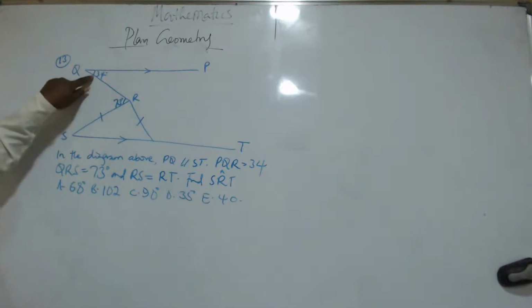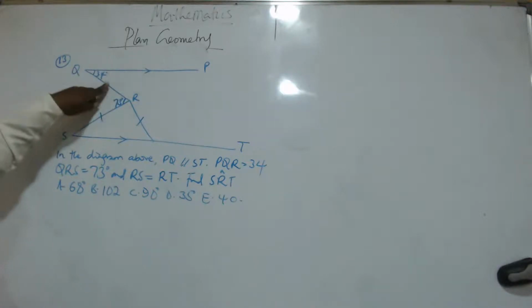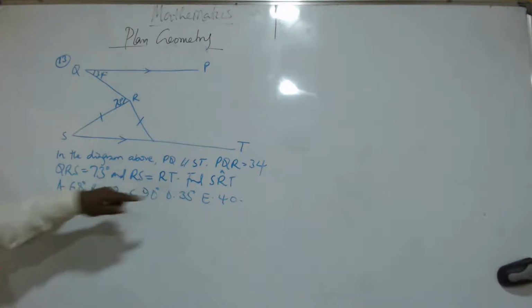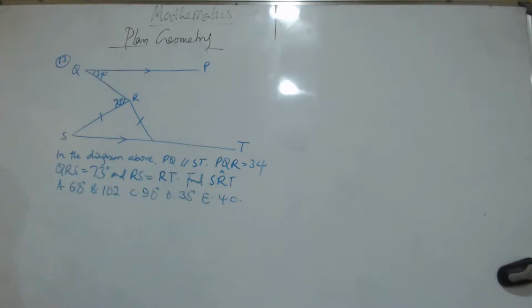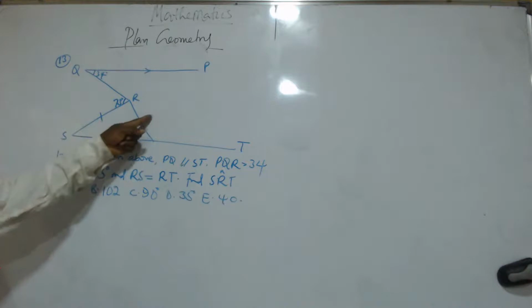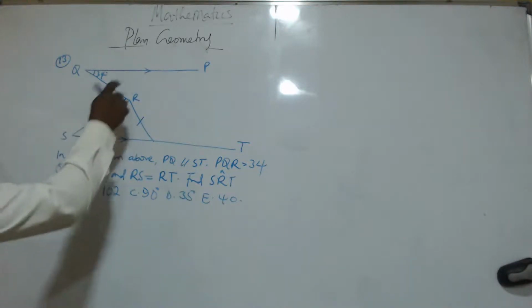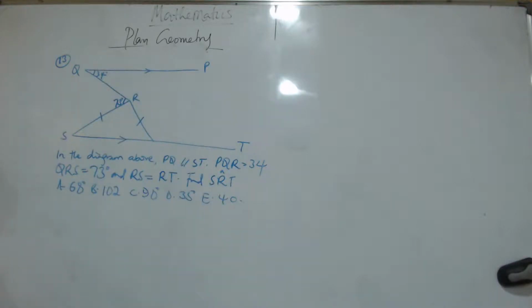is 34 degrees. Now, QRS is 73 degrees, where SR is equal to ST. Why is it equal? This sign tells us that SRT. Right? Now what do we do?